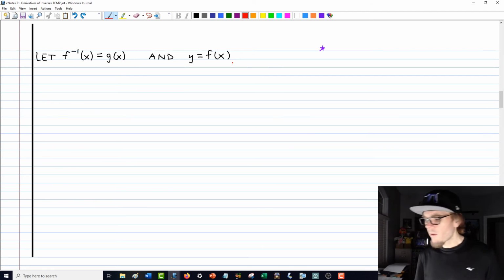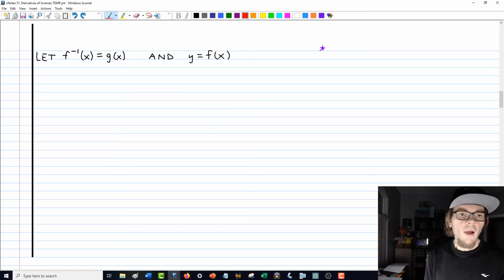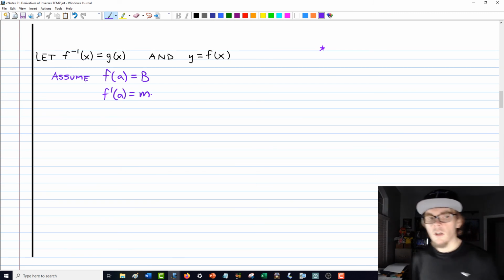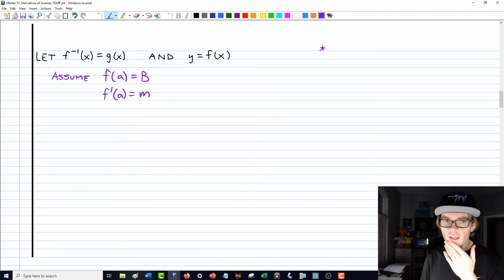In particular, I want to go a little bit further. I want to establish some things here before we jump in and actually look at this. First, we're going to assume, and this is actually a proof, let's assume that f of a is equal to b, and let's also assume that f prime of a is equal to some slope m. Because our goal here, well, we'll see this in just a second.